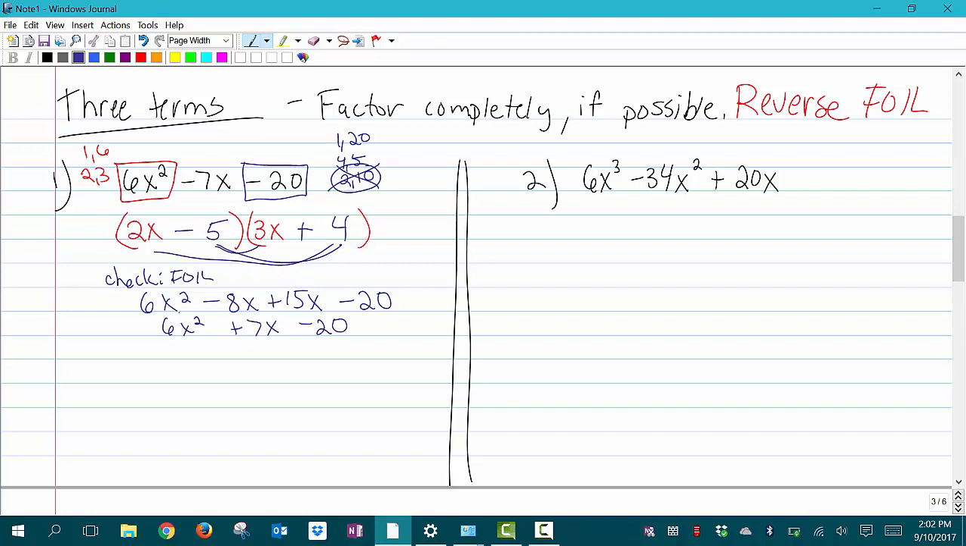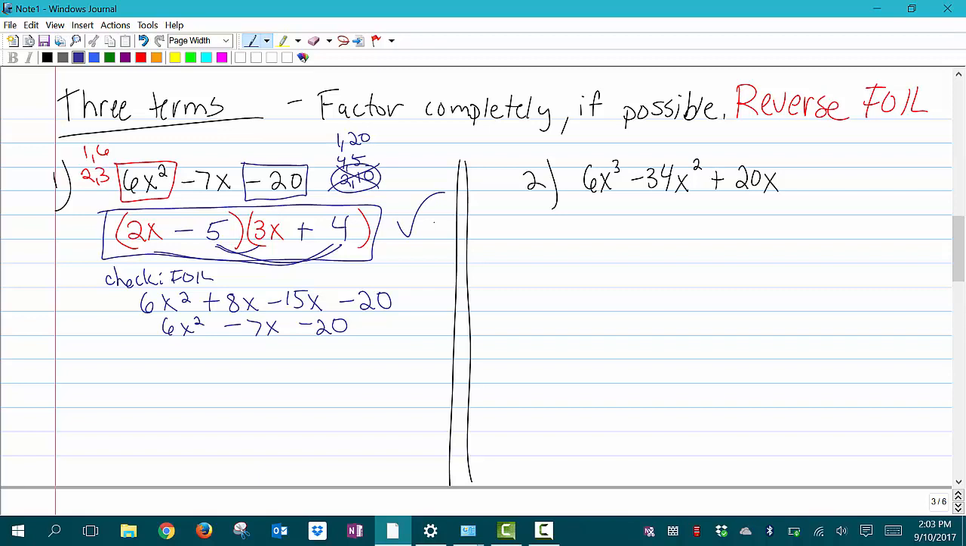First times the first gives me 6x squared. Now this time outer times the outer gives me a positive 8x. The inner times the inner gives me a negative 15x. And last times the last gives me a negative 20. Now I have the correct sign on my middle term. So that tells me that 2x minus 5 times 3x plus 4 was the correct factorization.